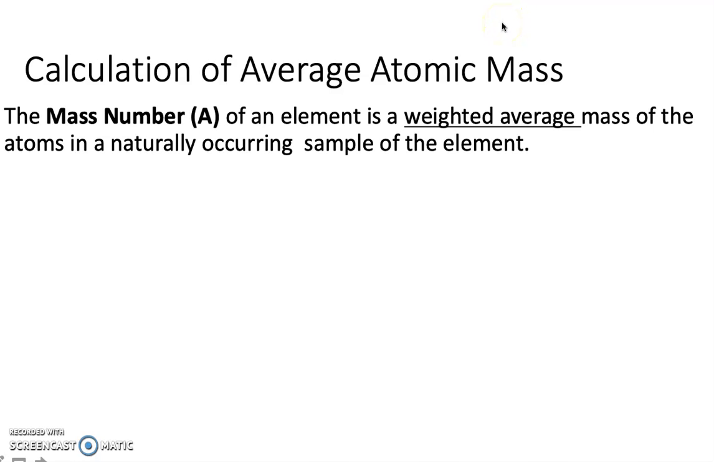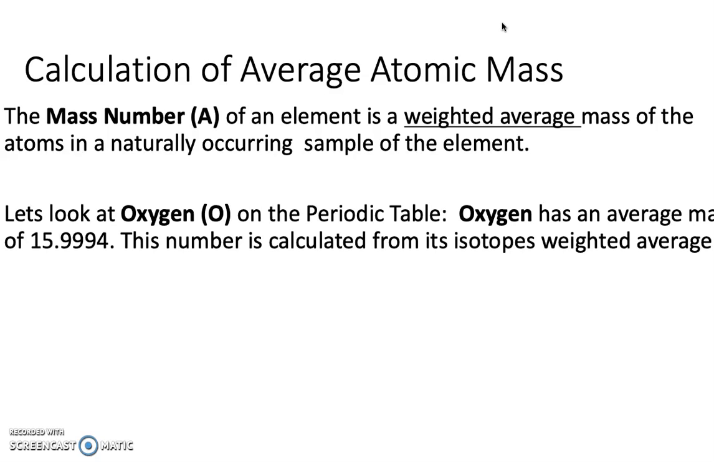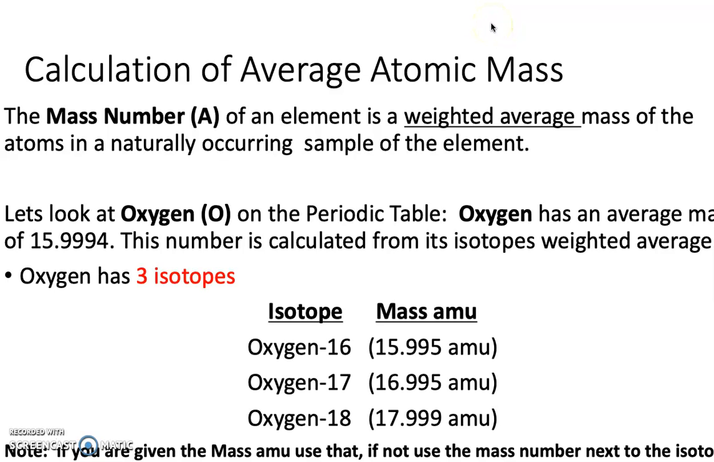Now, the mass number of an element is a weighted average mass of the atoms in a naturally occurring sample of the element. Let's look at oxygen. We're going to do two examples in this lesson. Oxygen on the periodic table has an average mass of 15.994. This number is calculated from its isotopes' weighted average. So let's take a look at the isotopes of oxygen. There's three: oxygen 16, 17, 18.